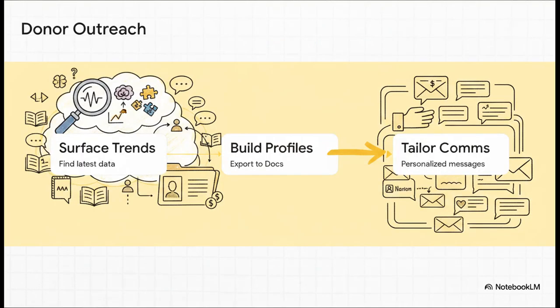They reverse-engineered a highly successful process using natural language. First, they prompted Gemini to surface trends, asking things like, "What are the latest trends in fundraising around neurodiversity?" And crucially, asking Gemini to cite its sources. Second, they verified this data and exported it directly into Google Docs to build donor profiles. And third, their partnerships team used these insights to tailor communications. They literally acted in the role of a partnership manager to draft highly personalized, relevant messages to their donors.